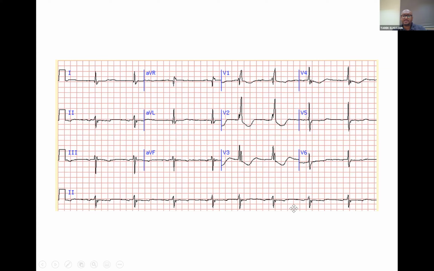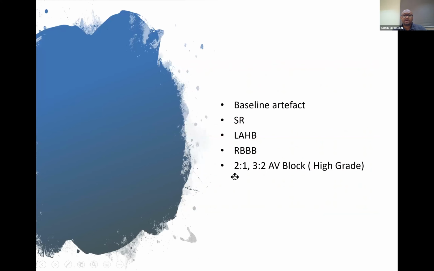So probably this is a P wave that is blunted, but if you see here, the QRS is almost organized except for this complex. It could be a PAC, okay? So most likely it's a sinus rhythm. So here, this is wrong, okay? 2 to 1, 3 to 1 high grade is wrong. So it's baseline artifact, there is sinus rhythm, left anterior block, right bundle branch block with a PAC. This is wrong.